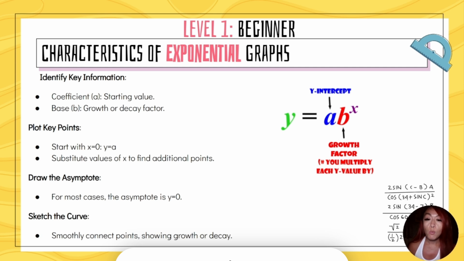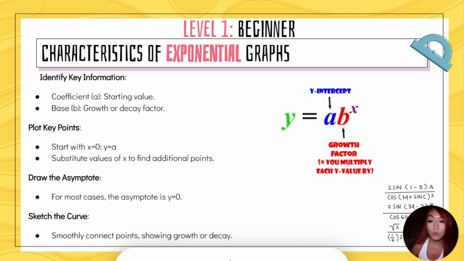To plot key points, you'll start with x equals 0. So if x equals 0, then y would be equal to A. And then substitute x values in to find additional points. That's if you want to graph it by hand, but you have the graphing calculator, so I would just put it into the graphing calculator and get your points that way.